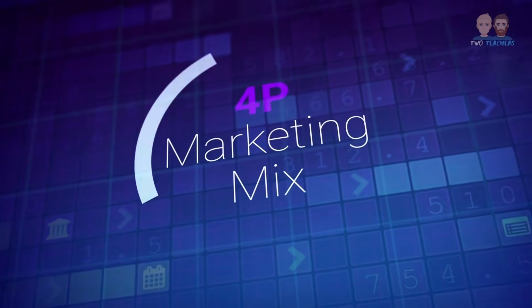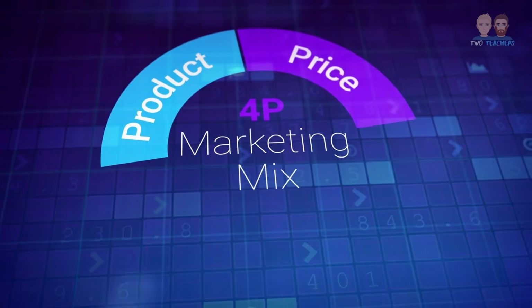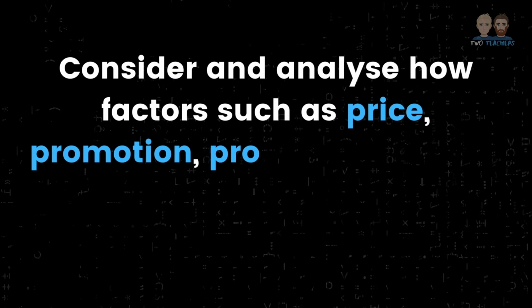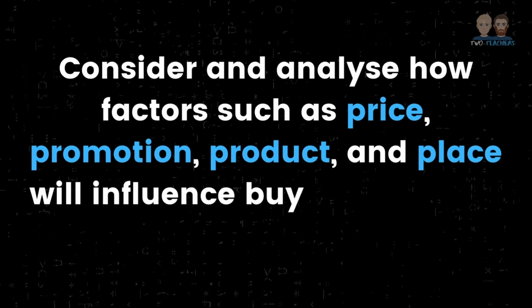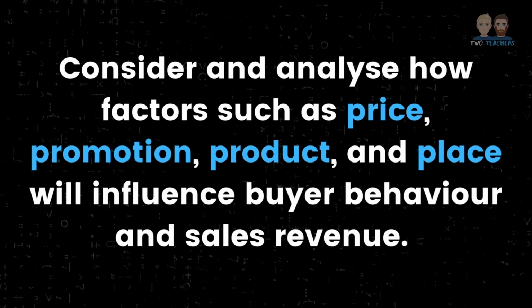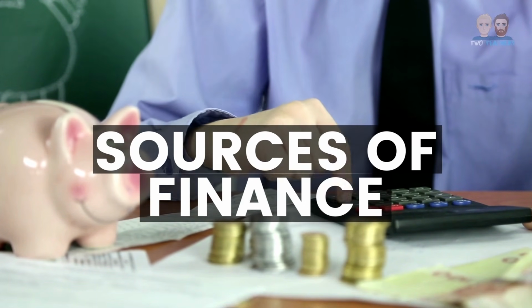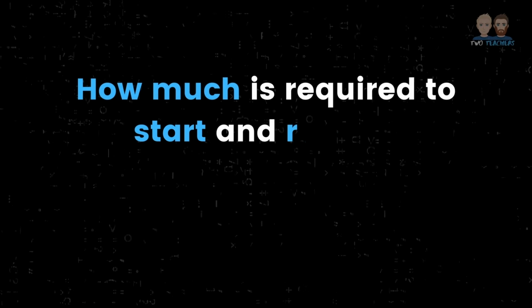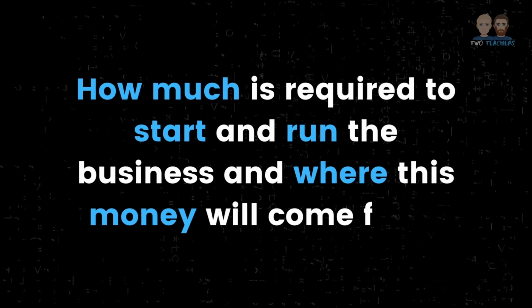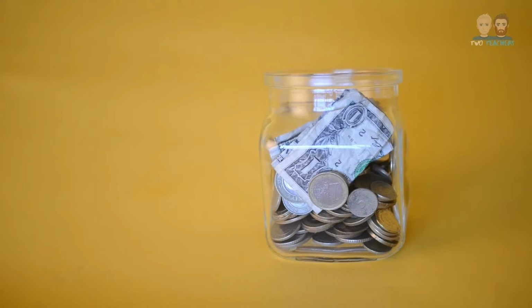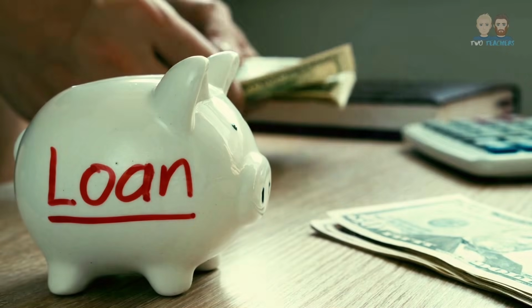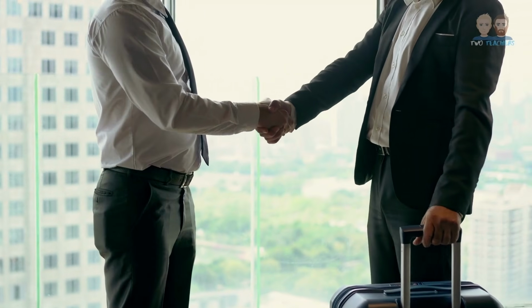Following the financial forecasts, the entrepreneur would then cover any marketing activities for their business, which can be completed effectively through using the marketing mix model, allowing the entrepreneur to consider and analyse how factors such as price, promotion, product and place will influence buyer behaviour and sales revenue. And the final key area is sources of finance, which allows you as an entrepreneur to identify the required sources of finance for your business, such as how much is required to start and run the business and where this money will come from. For example, this could be personal savings, bank loans or from investors.